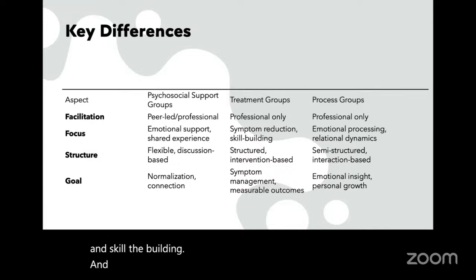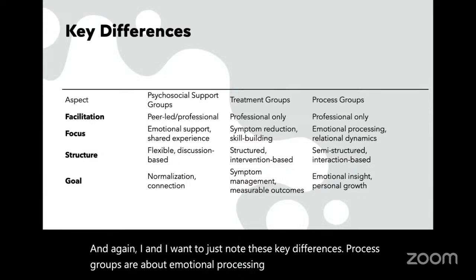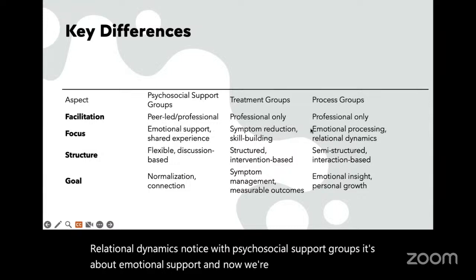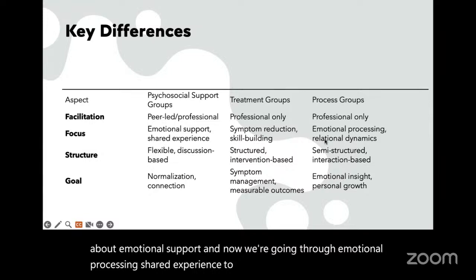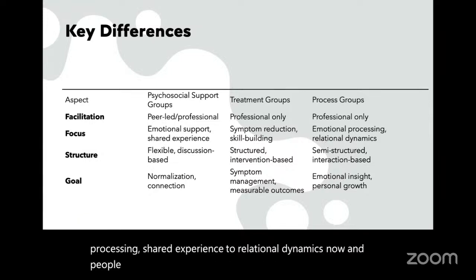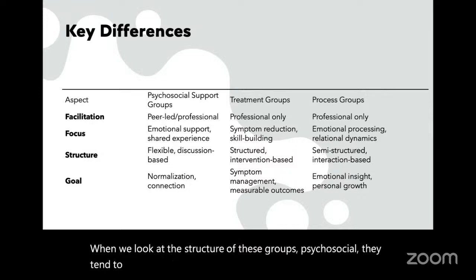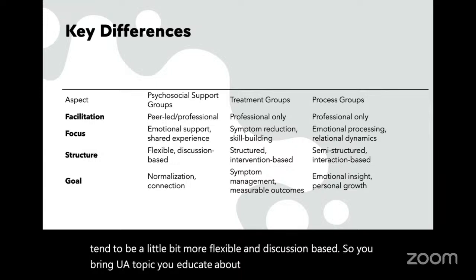And again, I want to just note these key differences. Process groups are about emotional processing and relational dynamics. Notice with psychosocial support groups, it's about emotional support. And now we're going through emotional processing, shared experience to relational dynamics now, and people understanding who we are. When we look at the structure of these groups, psychosocial, they tend to be a little bit more flexible and discussion based. So you bring up a topic, you educate about the topic, and then you discuss the topic.